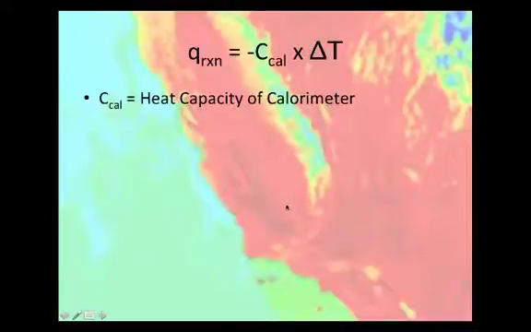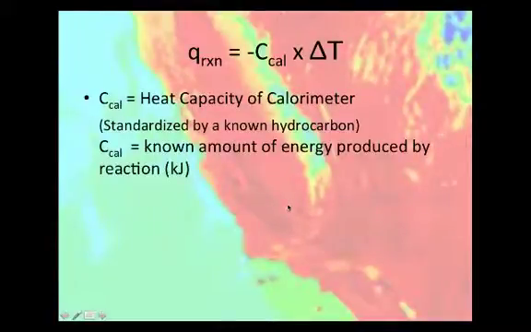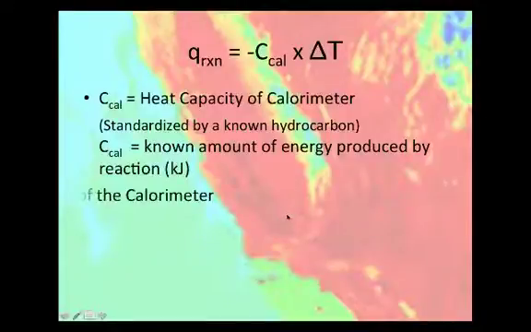So C would be the heat capacity of your calorimeter. You would use a known standard, a hydrocarbon that we always know how much heat it's going to make, to calibrate your calorimeter so we know how much heat the calorimeter itself is absorbing. Then we can tell the heat of the reaction by the temperature change.